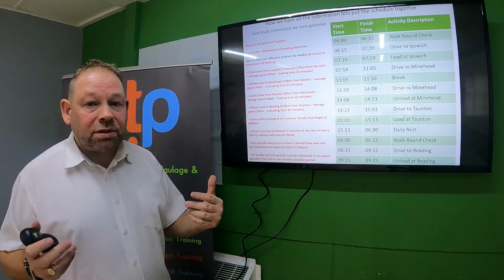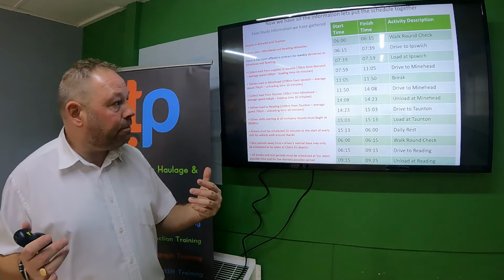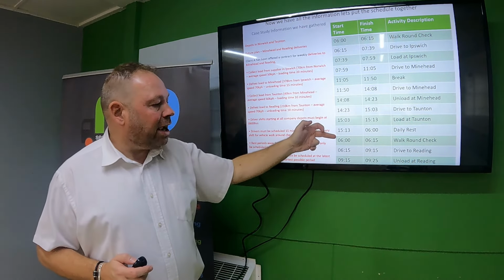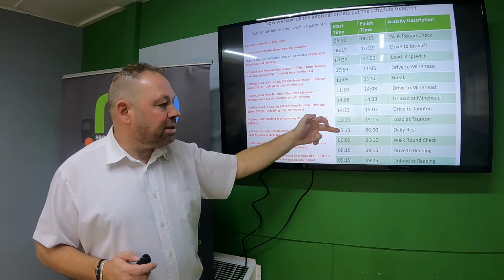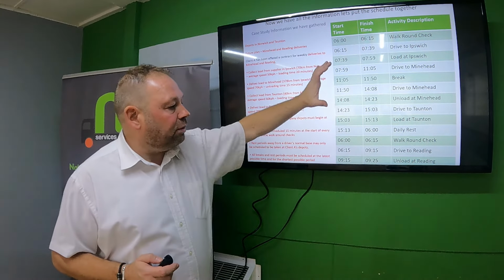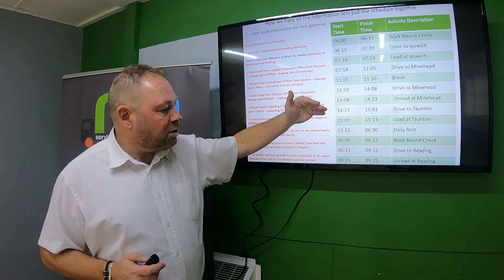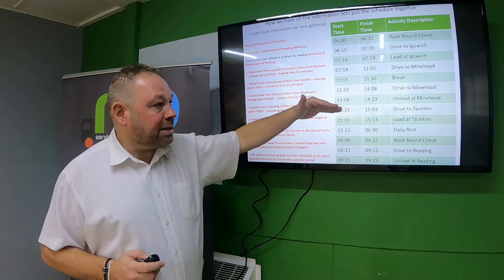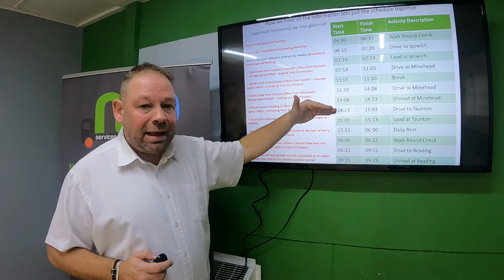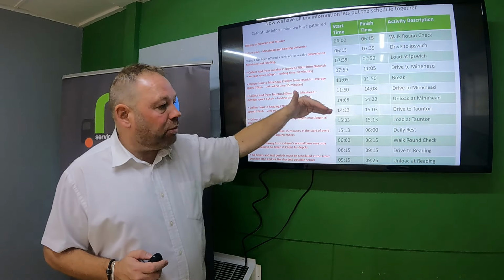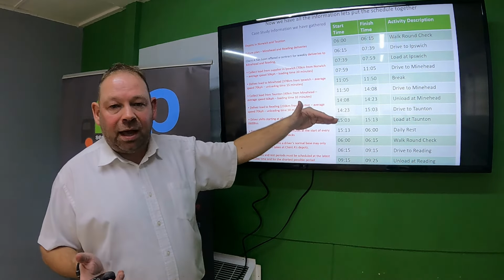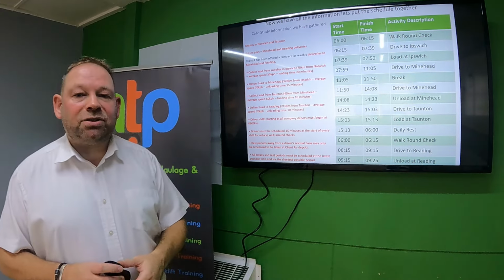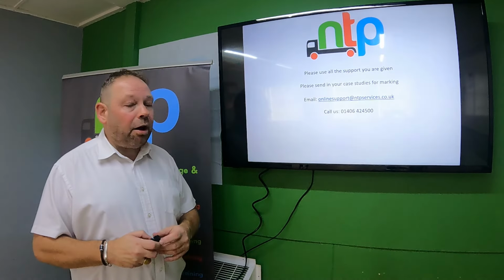So, a quick look to make sure that we've hit everything that we need. Walk round check at the beginning of day 1, walk round check at the beginning of day 2. We put a daily rest in because otherwise all of the driving added together would be over 10 hours. So we put a daily rest in, and it is at Taunton, and Taunton is a depot. So we've met all the criteria we need. We've not driven more than 4.5 hours at any point without taking a driving break. So there we have it. Driver schedule complete. Hopefully that helps.